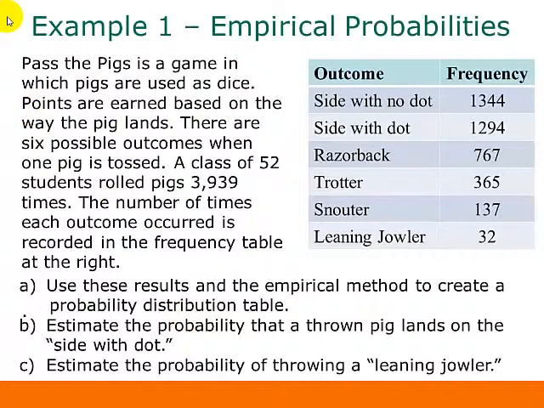Here's an example. Pass the Pigs is a game in which pigs are used as dice. Points are earned based on the way the pig lands. There are 6 possible outcomes when one pig is tossed. So a class of 52 students rolled pigs 3,939 times. The number of times each outcome occurred is recorded in this frequency table. So our problems are A, use these results and the empirical method to create a probability distribution table. B, estimate the probability that a thrown pig lands on the side with dot. And C, estimate the probability of throwing a leaning jowler.